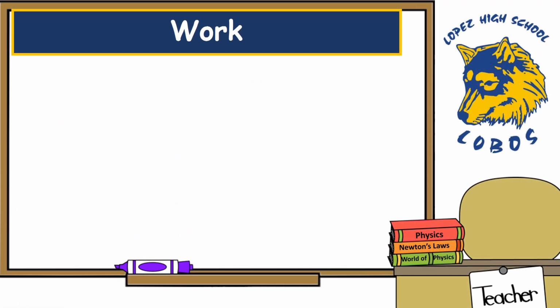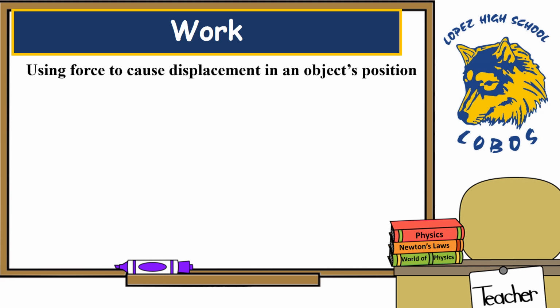In science, the word work has a very different meaning than what you may be familiar with. The scientific definition of work is to use a force that will cause a displacement in an object's position. However, there is a big requirement that's needed, which is that both force and motion must be in the same direction.